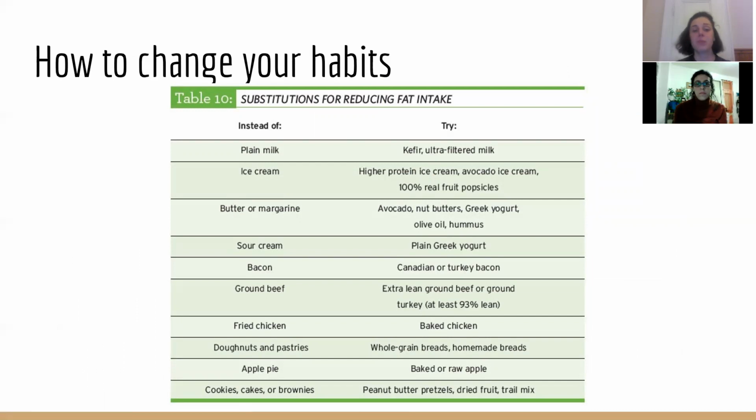And to sum up, how to change your habits, how to reduce fat intake with the everyday products, which you can do in a smart way. This is only a short list, but for example, you can remove plain milk from your diet and use yogurt or kefir. Instead of fried chicken, you can bake chicken. And then if you don't want to remove apples from your diet, you can bake them and add some dried fruits, and it's also super nice.